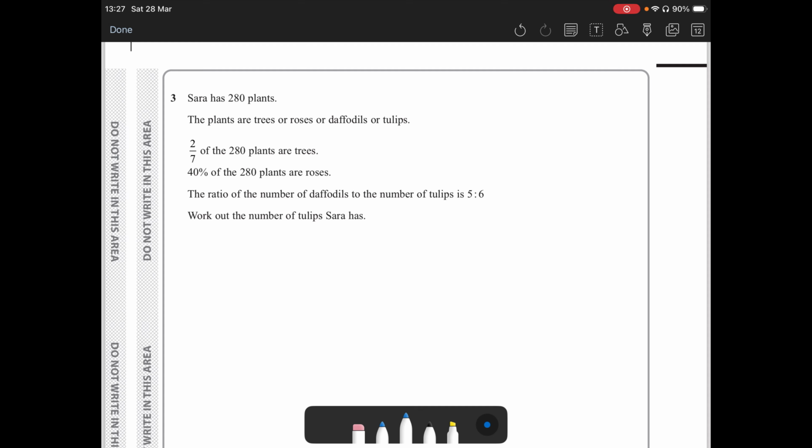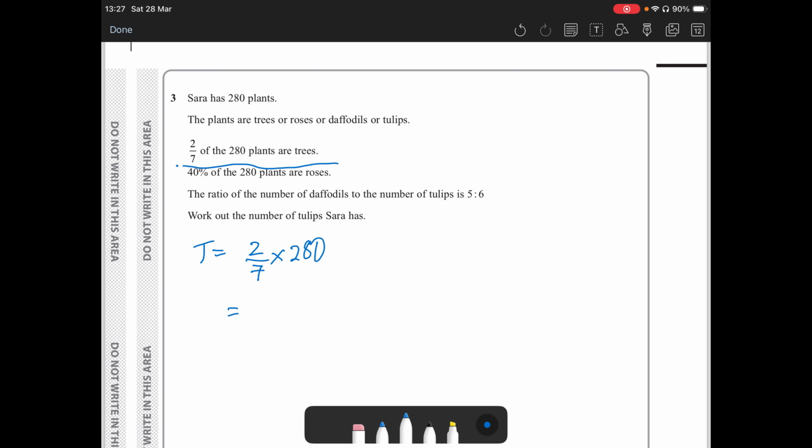Okay, so there's 4 types of plant. I totally misread it. But yeah, let's get cracking, right? First of all, 2/7 are trees. So T will represent the number of trees. Fraction of. So look, anytime you see the word of, replace it with the times sign.